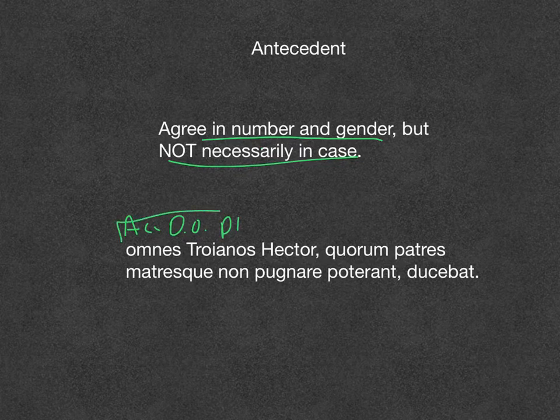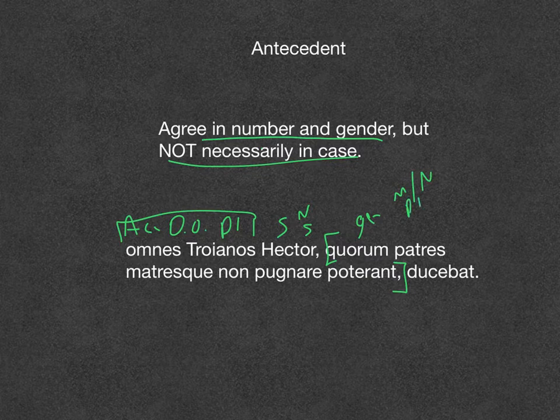For time's sake, I'm just going to label some cases and numbers. So these are all accusative. They're the direct objects. They're plural. Hector is your subject. He's nominative singular. And then you get a clause. Quorum starts a clause. Keep in mind relatives start clauses. Going through to your verb, poterat, that was me skipping ahead because I wrote the sentence and I already know. But this is genitive. It is masculine or neuter, and it is plural. Quorum is. Patres and matres are going to be either nominative or accusative.